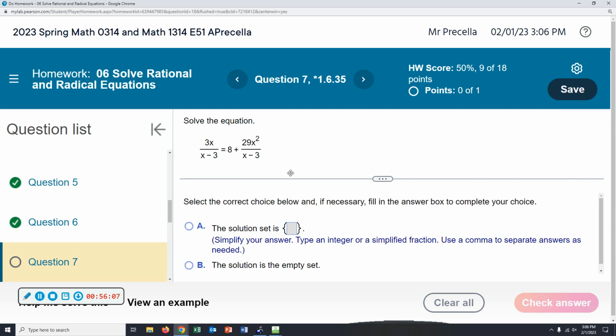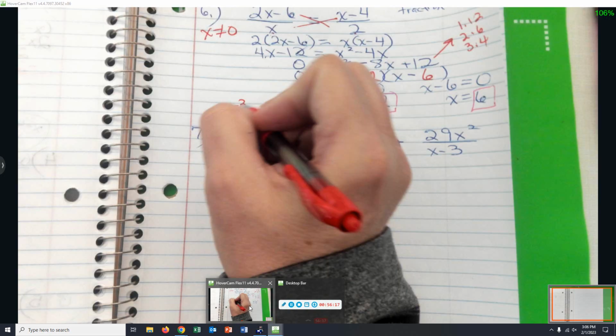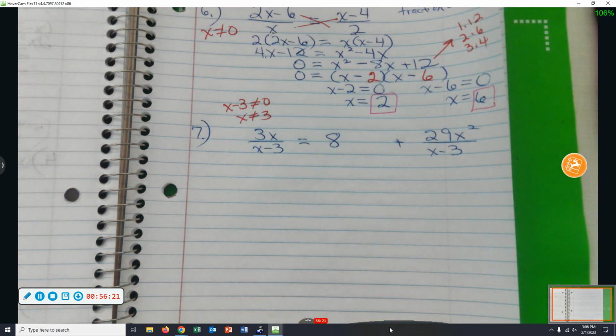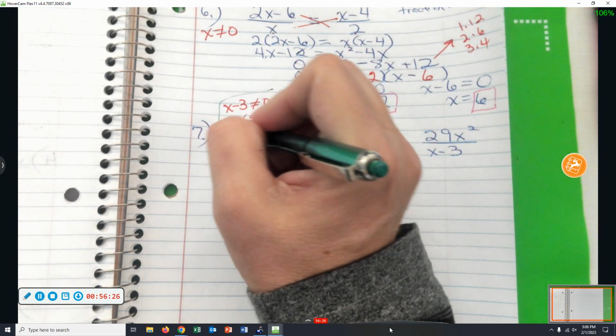When is this fraction undefined? What number could we not use as x? Positive 3. You don't want that x minus 3 to be 0. So you don't want x to be 3. So let's make a note of that. If we get 3 at the end, we're going to have to cross it out. I wonder if we're going to get a 3.